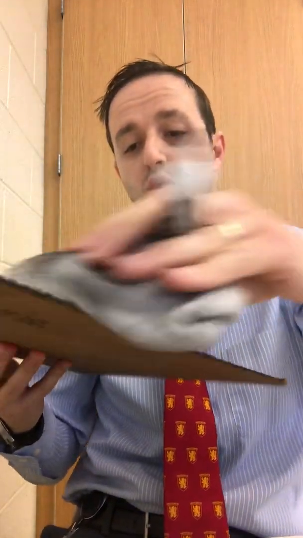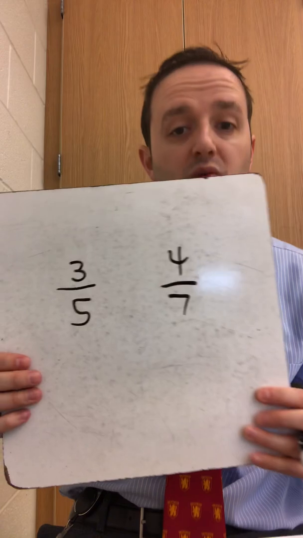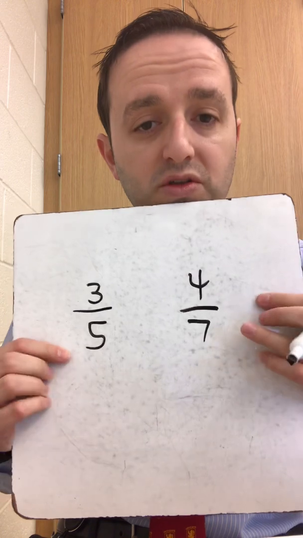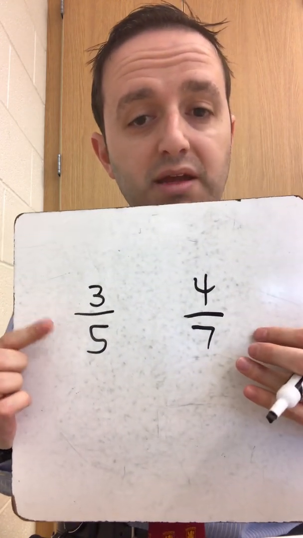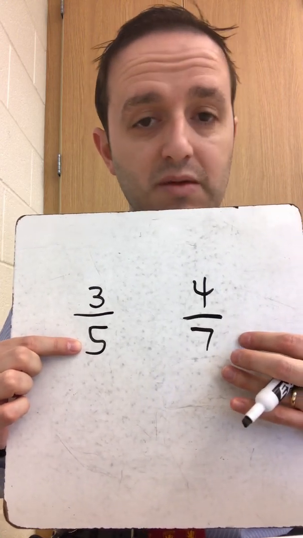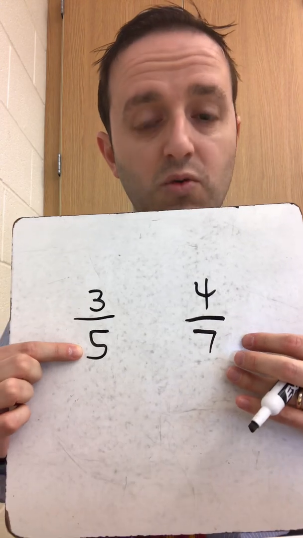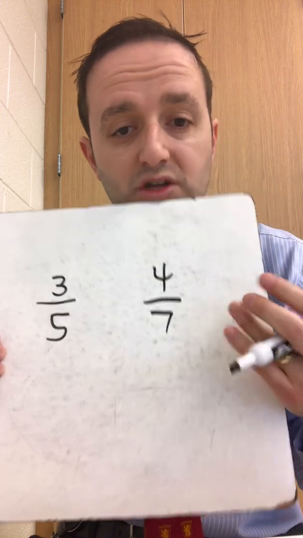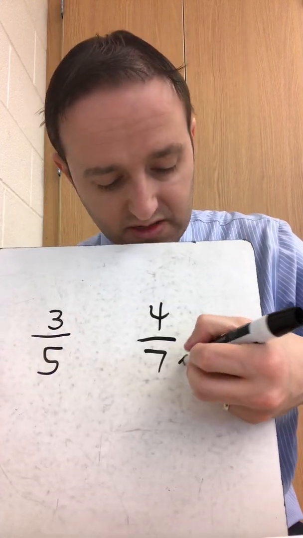All right, let's do one more and walk through each step and see where we land. Let's take the fractions 3/5 and 4/7. Kind of some weird ones here. Step 1, do they have the same denominator? Nope. Step 2, do they have the same numerator? Nope. Step 3, is my smaller denominator a multiple of my other denominator? Well, it's not. And then step 4, I'm going to have to create a common multiple by multiplying each denominator by the other one.